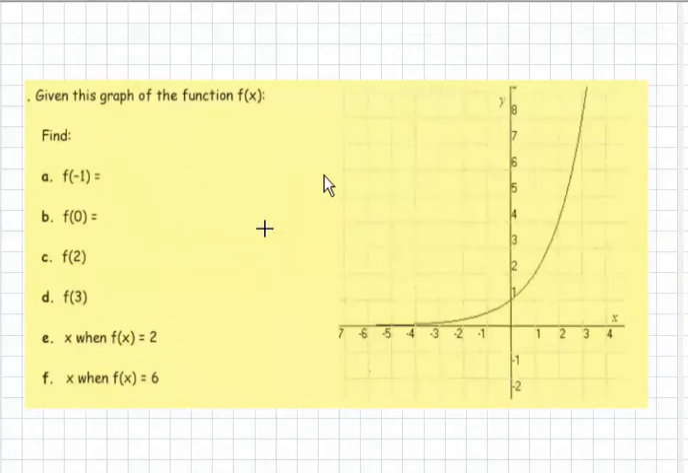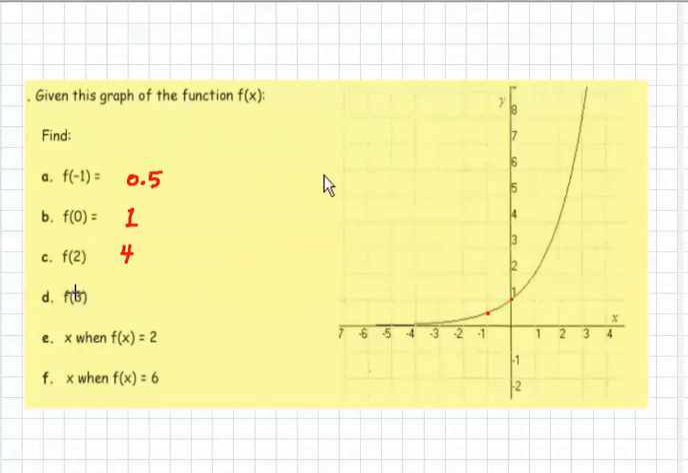Another graph. These are good to look at. Find my y when x is negative 1. When x is negative 1, we're right here, and my y value looks like it is, I'm going to go with 0.5. When my x is 0, on this x-axis, my y value is 1. When my x is 2, come up here, it looks like right at the 4. My y value is 4.